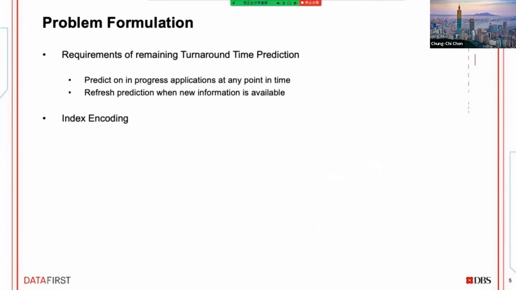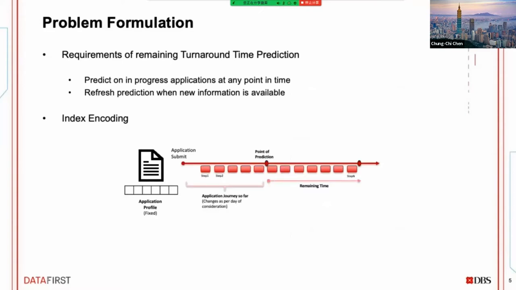One key consideration is the requirement to predict the remaining turnaround time at any point in time throughout the application process. This means that when new information is available, the prediction can be refreshed and can be more accurate. So this requirement leads us to index encoding, where there can be static features such as the application profile that does not change throughout the journey, or dynamic and last state features that are derived as the application progresses on. So this includes information and time taken for each step.